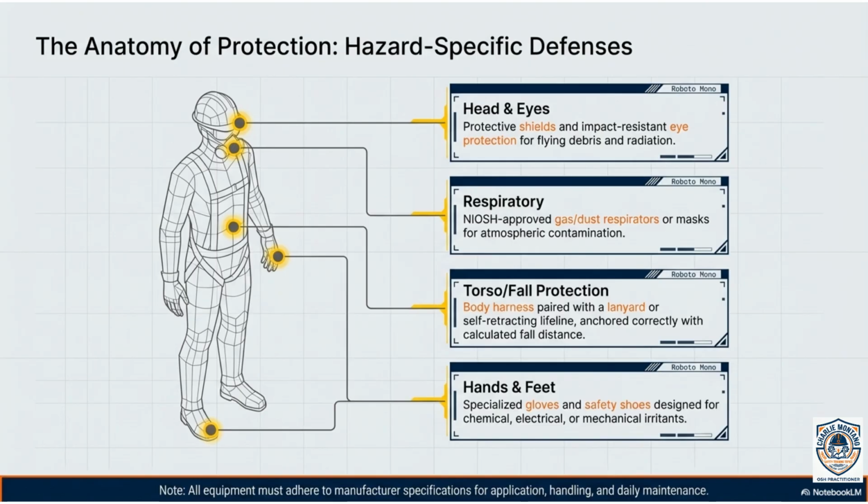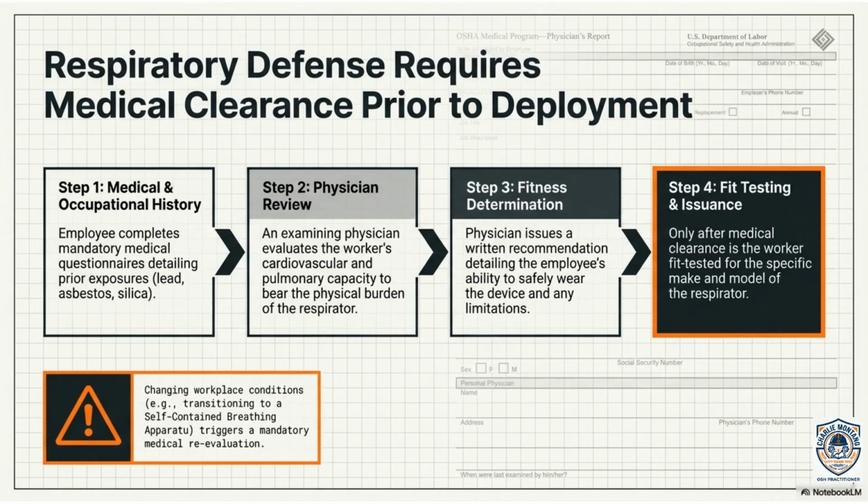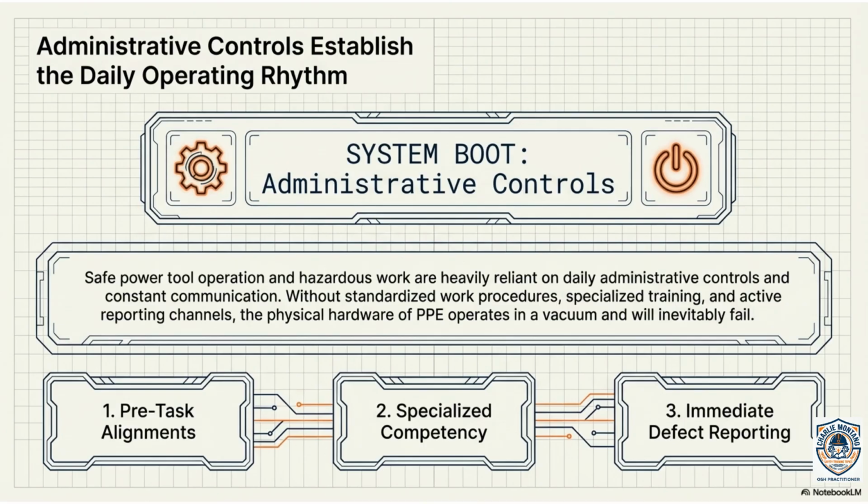The anatomy of protection involves hazard-specific defenses for various body parts. This includes protective shields for the head and eyes, NIOSH-approved respirators, body harnesses for fall protection, and specialized gloves and safety shoes for hands and feet. Respiratory defense requires medical clearance before deployment. This involves medical history, physician review of cardiovascular and pulmonary capacity, a fitness determination, and finally, fit testing and issuance of the specific respirator.